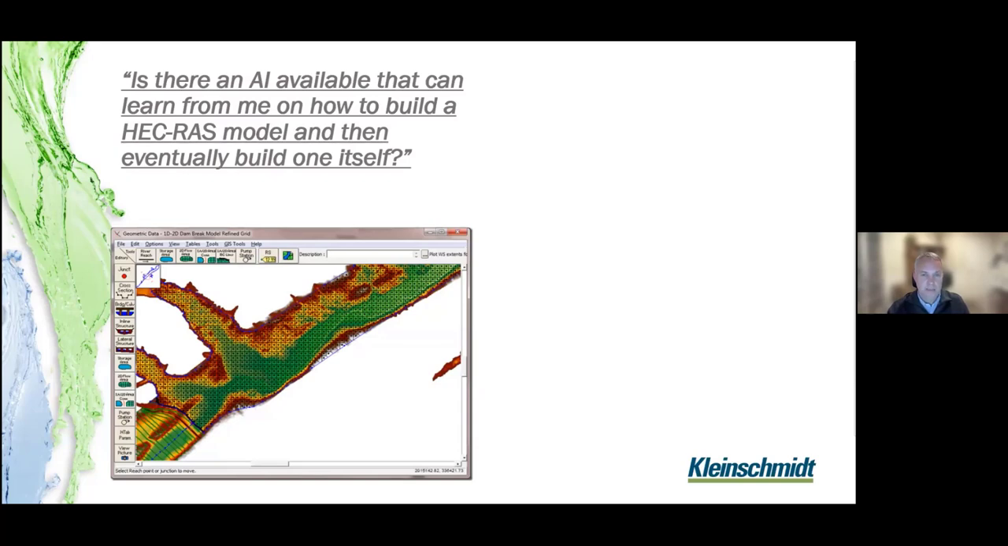How about this? This is something we can't do now, but is this something that we might be able to do later? We spend a lot of time building these hydraulic models, right? It can be very exhaustive. There's a lot of repetitive tasks. Is there an AI available, or will there be an AI available, that can learn from me, watch me build a hydraulic model over and over, and then build one itself to some level of competency?